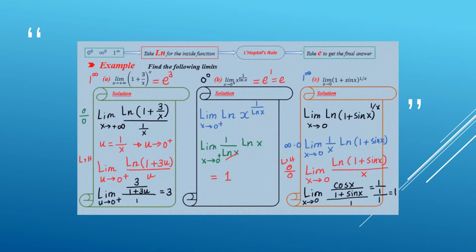So you have to go to the final step, which is you have to take e to get the final answer of the original limit. So this limit equals e to the power 1, which equals e.